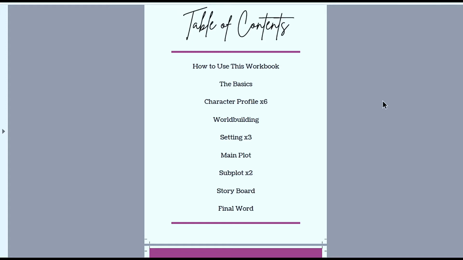So first we're going to look at how to use the workbook. Then we're going to do the basics of the novel. So this is things like the genre and when you plan to finish the book, your age category, things like that. Then there are character profiles. There are 6 character profiles, but feel free to print out more of them, print out duplicates if you have more characters that you want to do a character profile for.